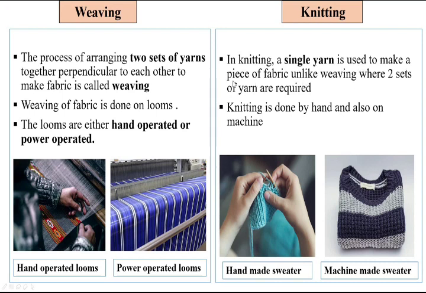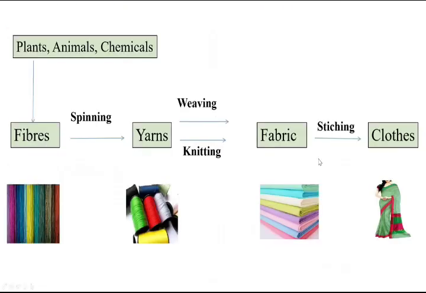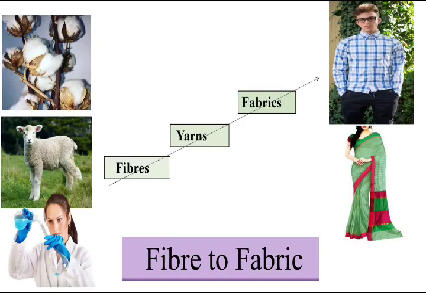In knitting, a single yarn is used to make a piece of fabric. Unlike weaving, where two sets of yarns are required, knitting is done by hand or a machine can be used. This chart summarizes the whole chapter. The fibers are converted to yarns by spinning, and yarns are converted to fabric by weaving and knitting, and finally fabrics are converted to clothes by stitching. This is the flowchart. Keep this flowchart in your mind.